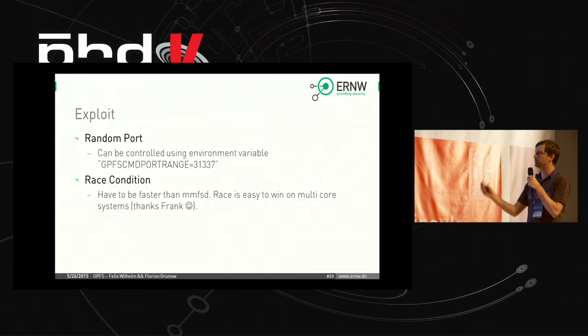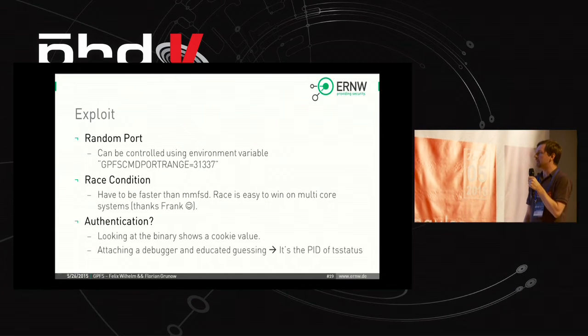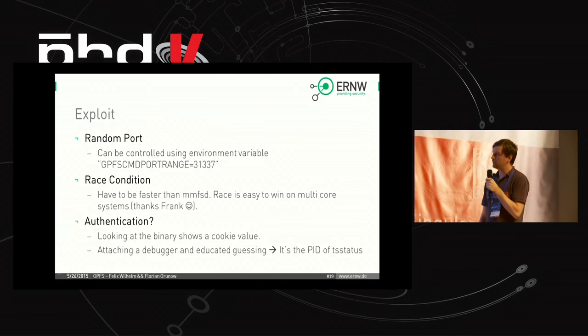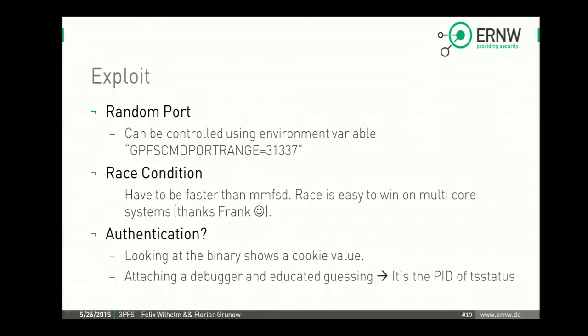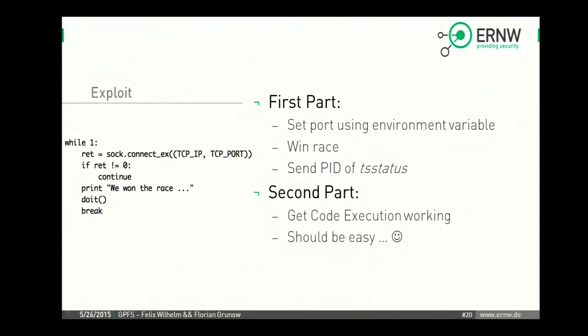Now we're using Python and that works fine. Looking into it a bit more, we had some problems establishing a connection or sending over the data that we wanted to send to TS status. Looking at the binary, we saw that there is some kind of cookie value. Attaching a debugger and looking at it in more detail, it turns out that this is just the PID of TS status. So the whole authentication that MMFSD is giving TS status is basically its PID, the process identifier.